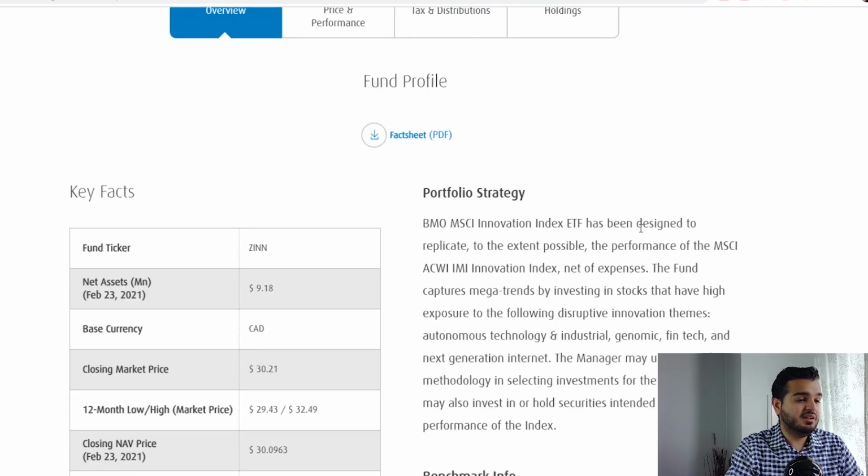This Innovation Index ETF has been designed to replicate, to the extent possible, the performance of the MSCI Innovation Index, net of expenses. The fund captures mega trends by investing in stocks that have a high exposure to the following disruptive innovation themes: autonomous technology and industrial, genomic, fintech, and next generation internet.